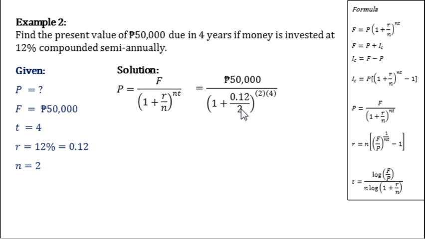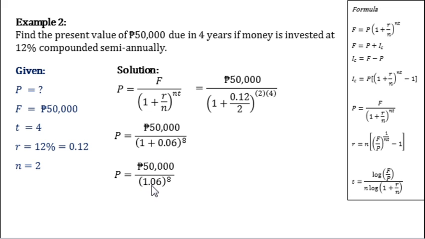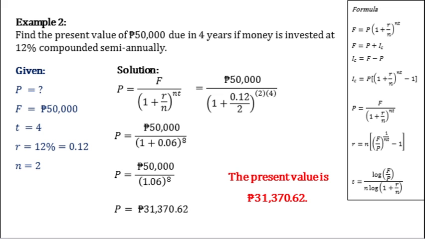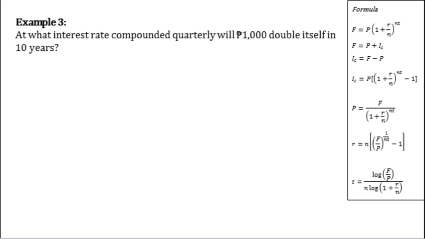0.12 divided by 2 is 0.06. 2 times 4 is equal to 8. And 1 plus 0.06 is 1.06 raised to 8. So, 50,000 divided by 1.06 raised to 8 is 31,370.62.